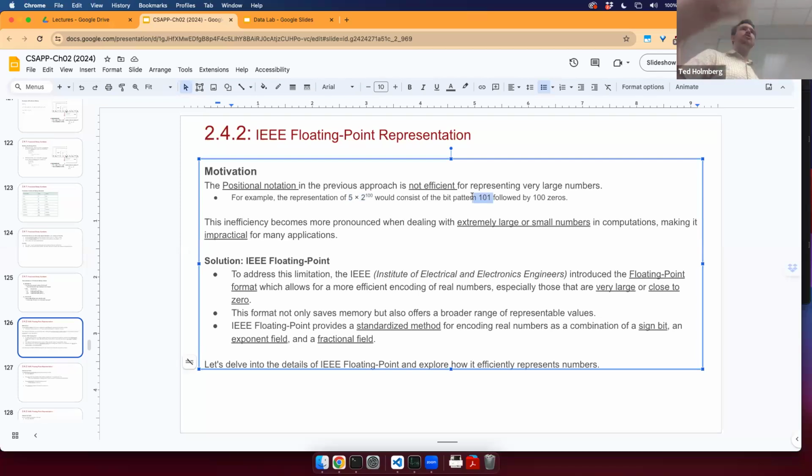Right? So what we saw previously is a good way of learning about how floating point values can be represented, but there's a better way to encode them that compresses the number of bits we need for representation. That's really going to be the huge affordance that our IEEE floating point representation is going to give us. So this efficiency becomes more pronounced when dealing with extremely large numbers, but also extremely small numbers, right?